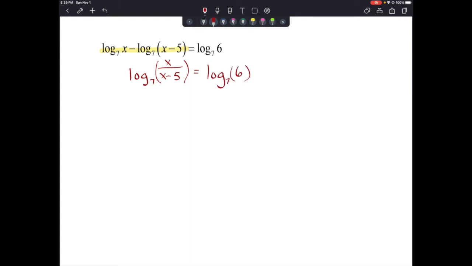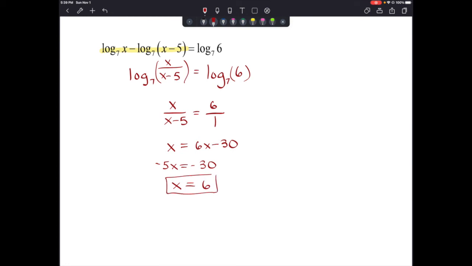And now since we have one log on each side, that's all that's going on, we can drop the logs and say x over x minus 5 is equal to 6. And now we'll just cross multiply to solve it here. So x times 1 is x, and that should equal 6x minus 30. Subtract our 6x, we have negative 5x equals negative 30, so we know that x is going to equal 6.